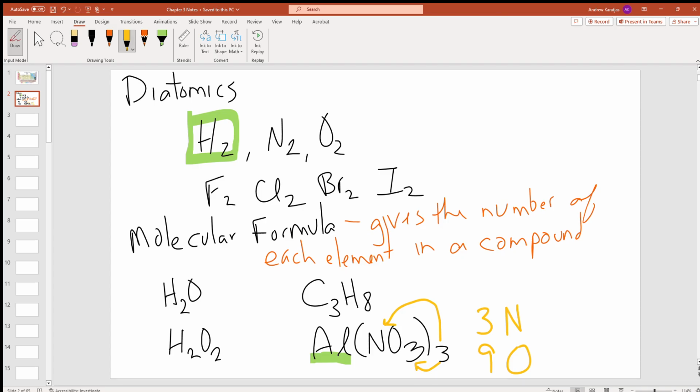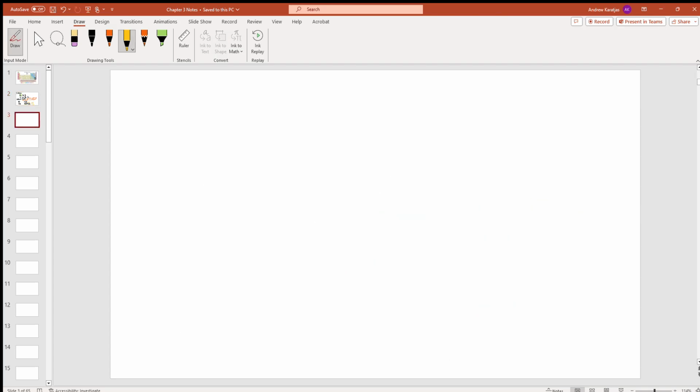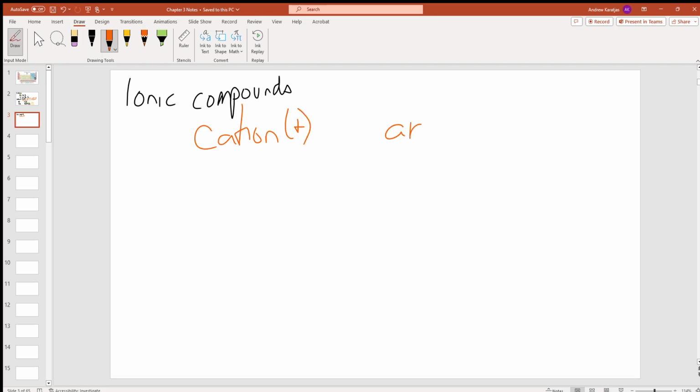Now, we have 2 main types of compounds that we're going to discuss in this course: ionic and covalent. Covalent we'll talk about later on in this course, but right now we're going to focus primarily on ionic compounds. Ionic compounds are made up of a pair of ions. The cation, which we said previously is our positive ion, and an anion, which is the negative ion.